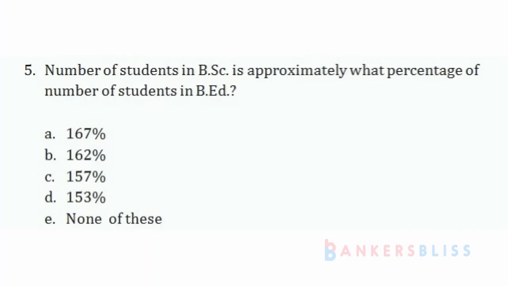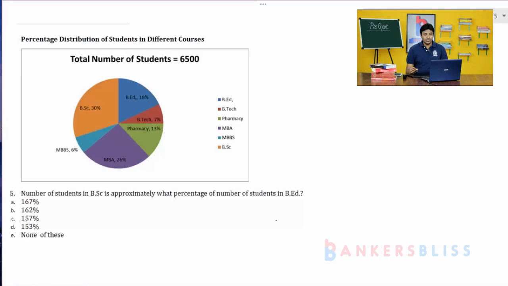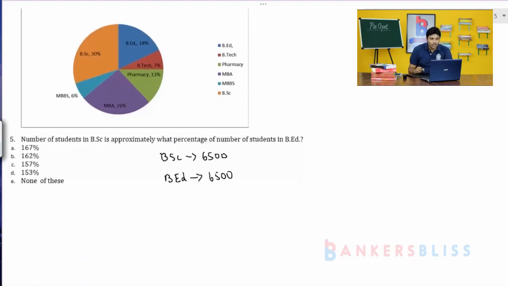Problem number 5. Number of students in BSc is approximately what percent of the number of students in B.Ed? BSc is calculated on 6,500, B.Ed is also calculated on 6,500, so please don't consider the value 6,500. Directly you solve. BSc how many percentage? 30 percentage. B.Ed how many percentage? 18 percentage. Both are divisible by 6, so you divide. 6 5s are 30, 6 3s are 18.